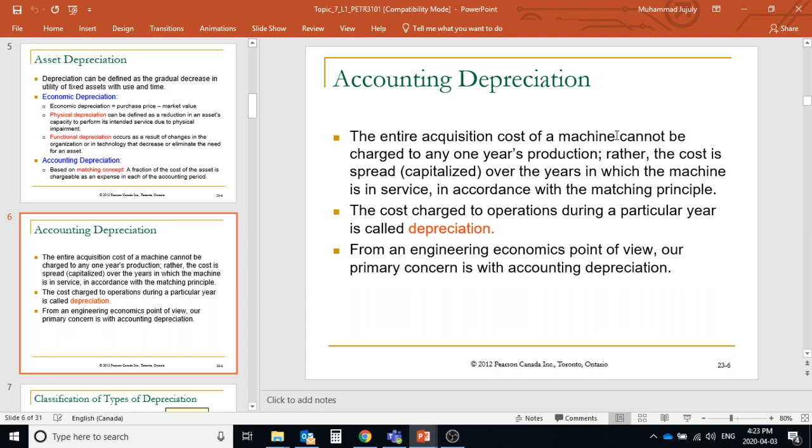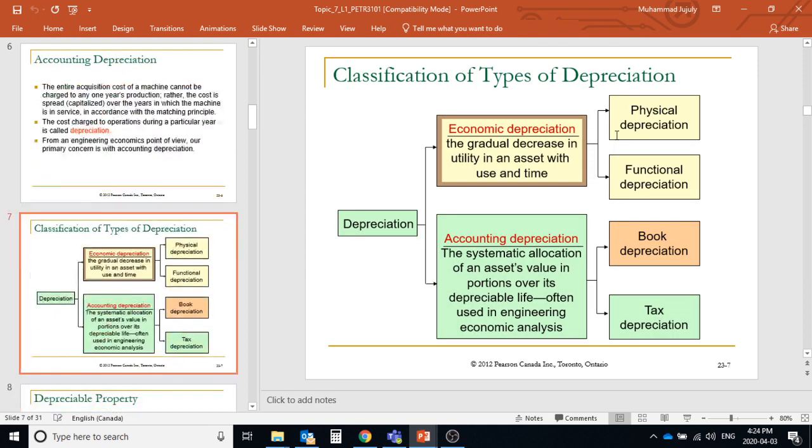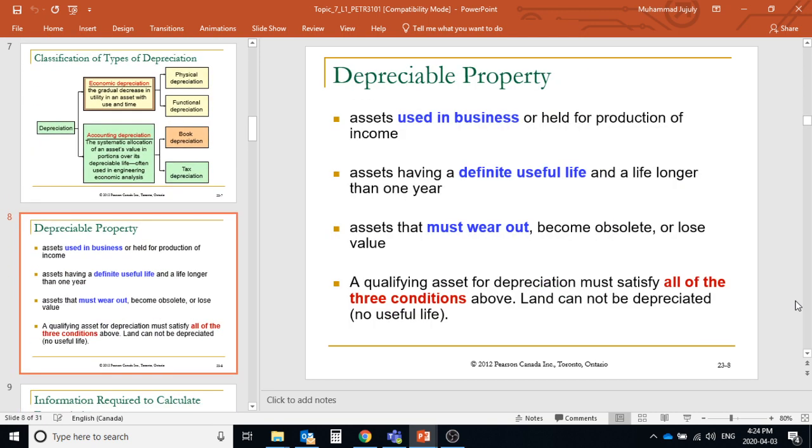So from an engineering economics point of view, our primary concern is with the accounting depreciation in here. Now you can see the classification and the type of the differences. The accounting depreciation has book depreciation and tax depreciation, but in this course we'll just follow the book depreciation. I removed the tax depreciation from the course because our course length and time would get larger. So that's why we'll just do the book depreciation.